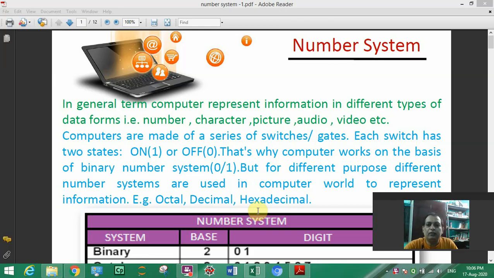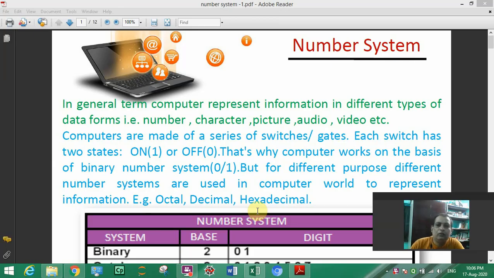In class 11th we are going to study about number system. Number system, why number system in this topic or syllabus?